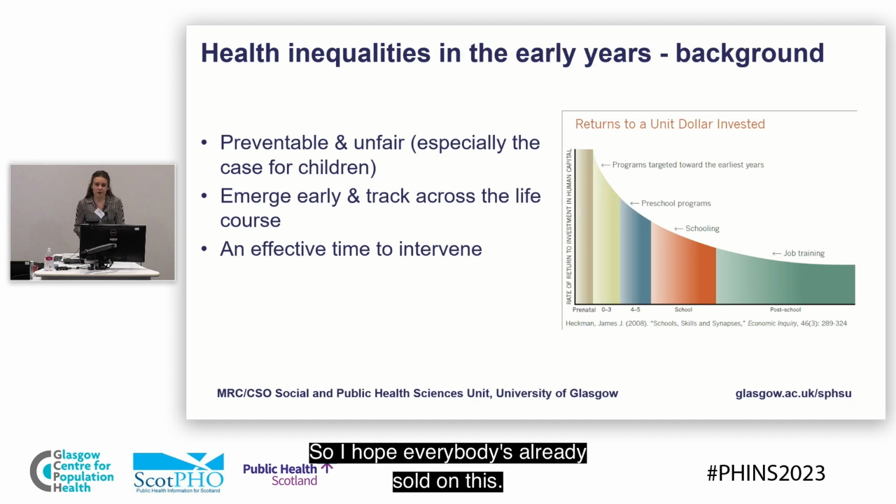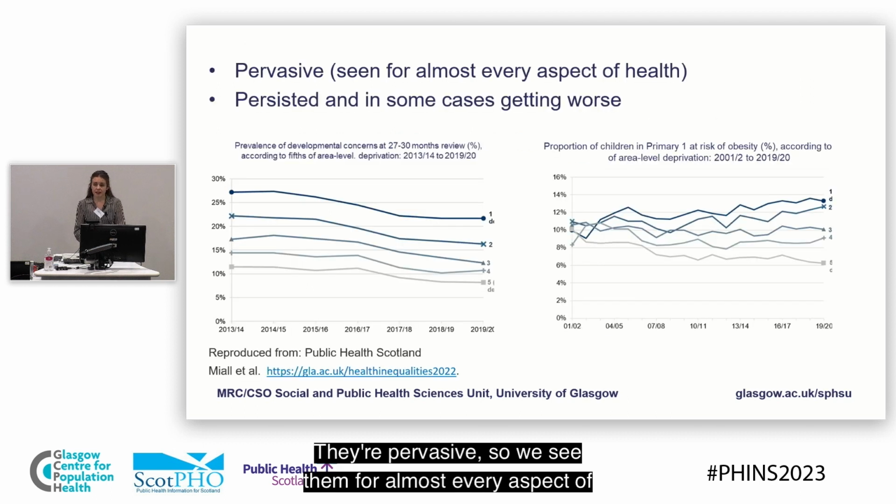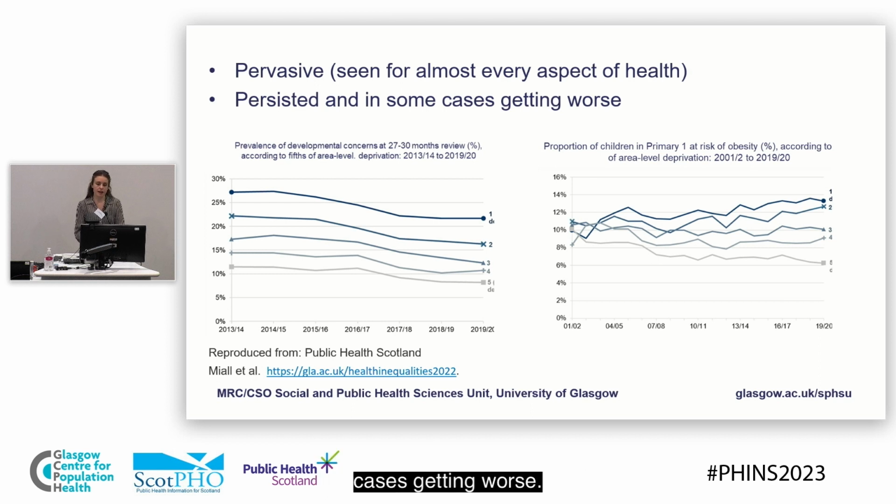So I hope everybody's already sold on this, but why should we care about health inequalities in the early years? They're preventable. They're particularly unfair for children who have very little control over their environments and their health behaviours. They emerge early, track across the life course, and the early years are thought to be, for that reason, an effective time to intervene. They're pervasive, so we see them for almost every aspect of child health in Scotland and elsewhere. And here we have seen that they're persisting and in some cases getting worse.